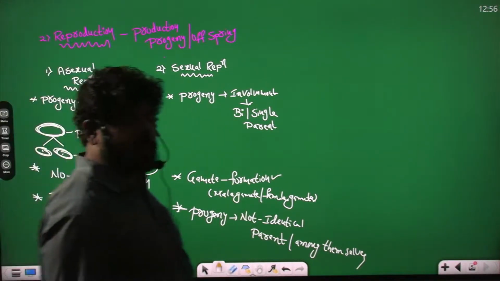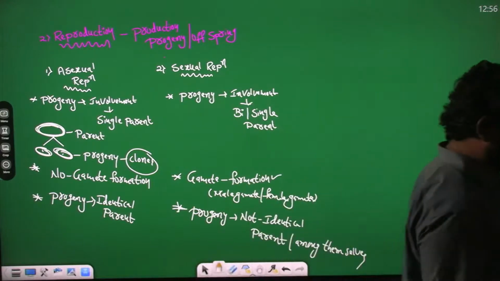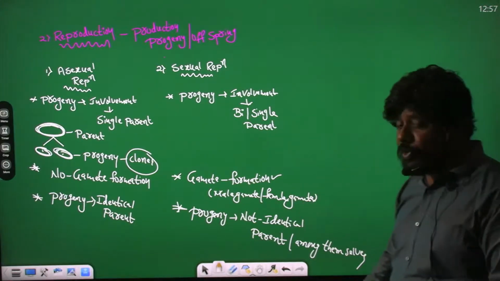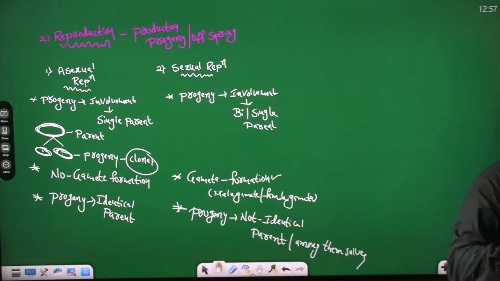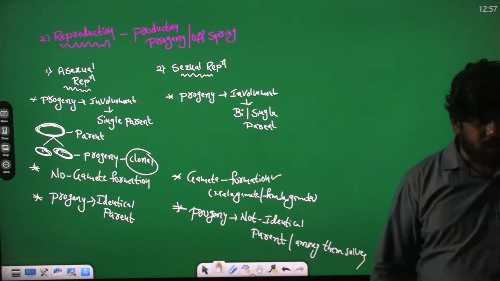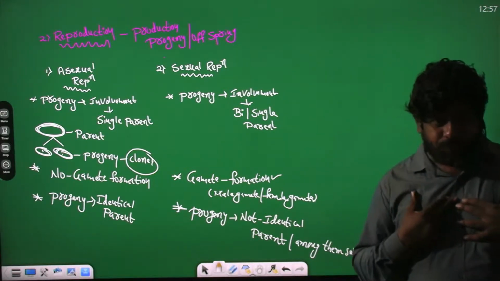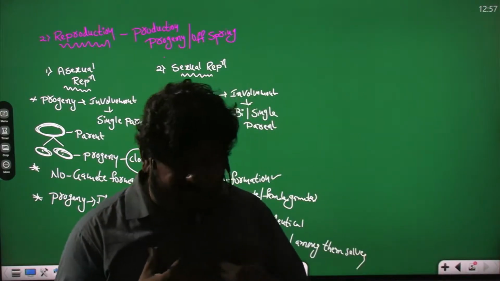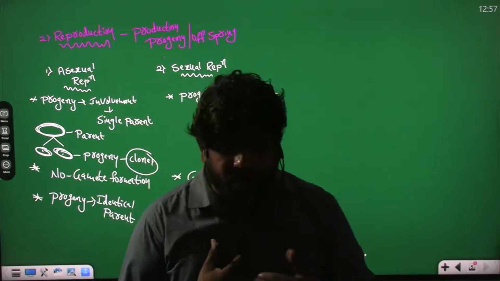Whatever progeny is produced by asexual reproduction is identical to the parent because of the involvement of a single parent. But in sexual reproduction, whatever progeny is produced is not identical to the parent, and not identical among themselves either. For example, take human beings. Human beings are the product of sexual reproduction. We are the example of sexual reproduction of mother and father.